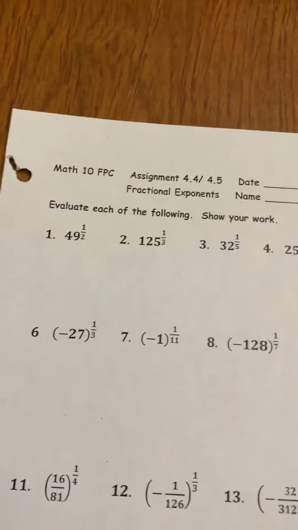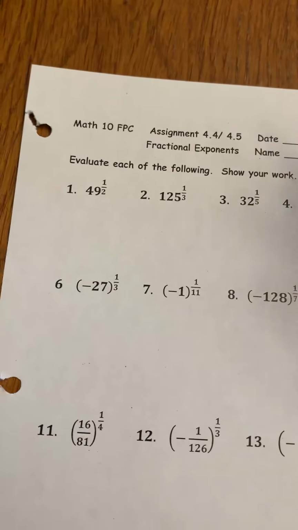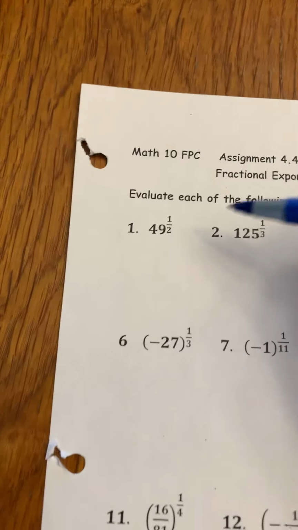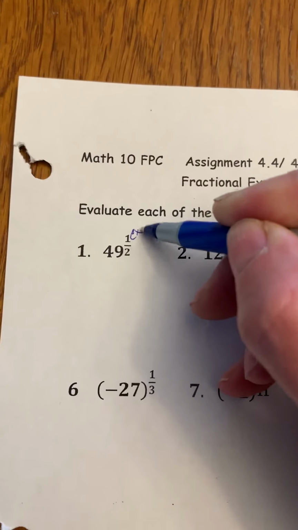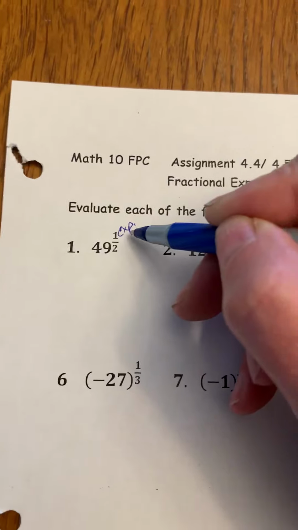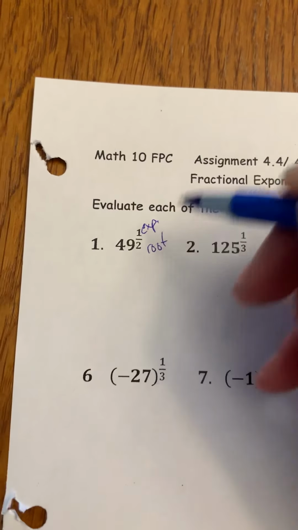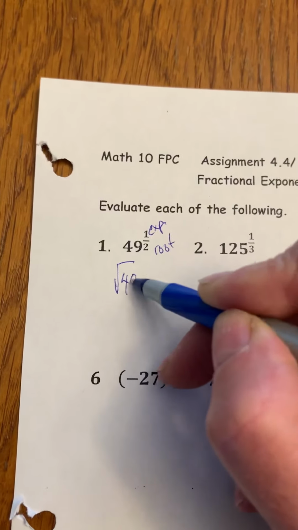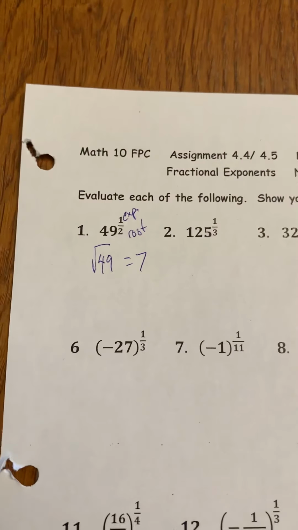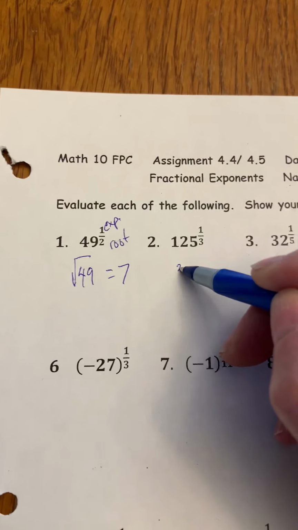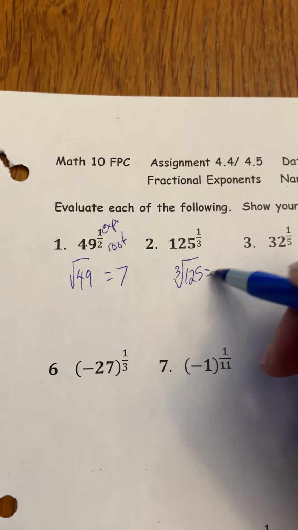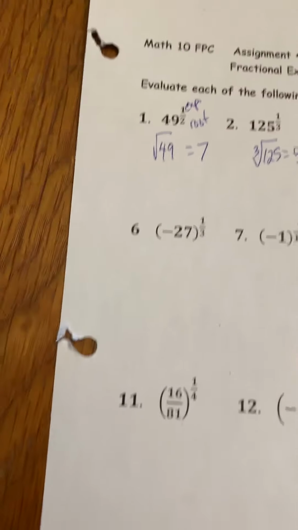So now what I'm going to do is I've posted an assignment. You can see it says fractional exponents. So I don't want you to get stressed out. Remembering that the numerator in a fractional exponent stands for the exponent, and this one is the root. So we're simply going to find the square root of 49, which is 7. And here we'd find the cube root of 125, which is 5.